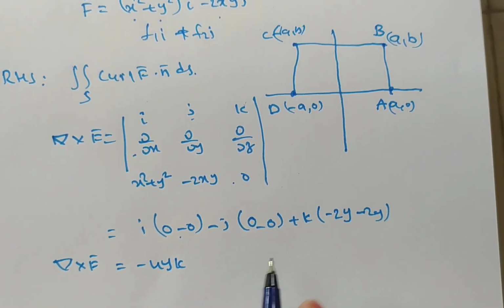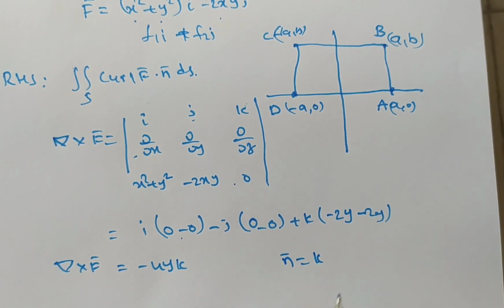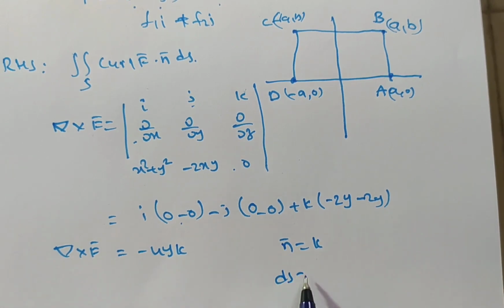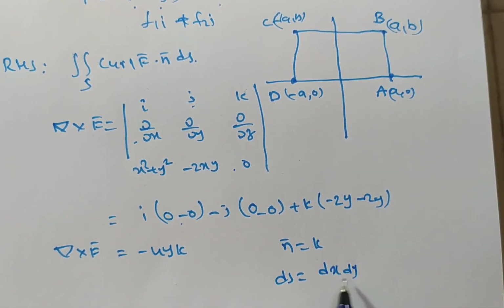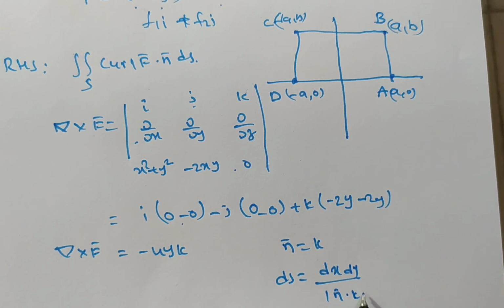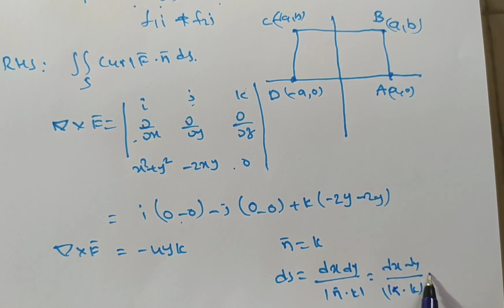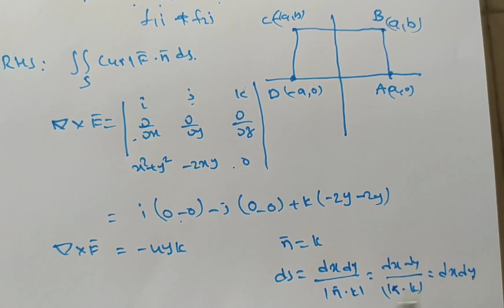In that case, n bar will be what? k. n bar is equal to k. Now, del cross f bar dot n bar ds. Moreover, ds also we need to find out. ds on the xy plane is dx dy divided by mod of n bar dot k, that is nothing but dx dy divided by k dot k. k dot k is 1. So, you will have dx dy only.